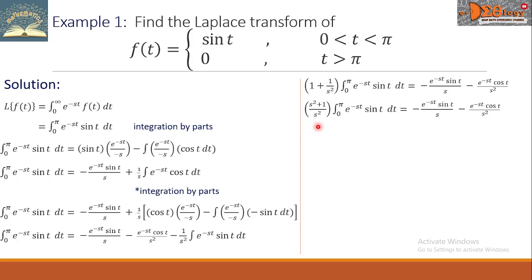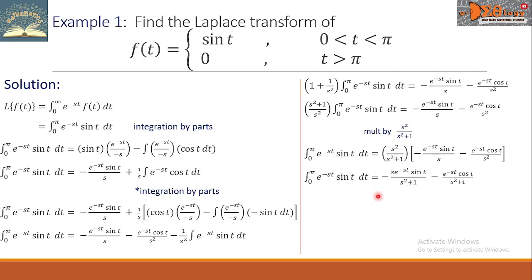The next step, we want the integral to be alone on the left side. Let us multiply this equation by the reciprocal of this fraction, which means let us multiply the equation by s squared over s squared plus 1. The left side becomes the integral alone, and the s squared over s squared plus 1 now becomes a factor on the right side. Then we multiply this fraction to all the terms inside the grouping symbol. Then we have this.